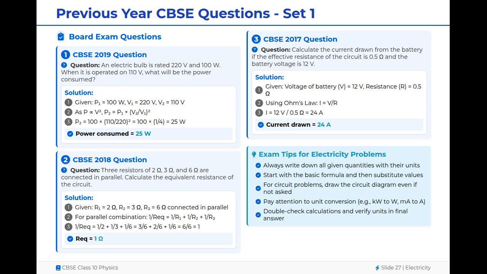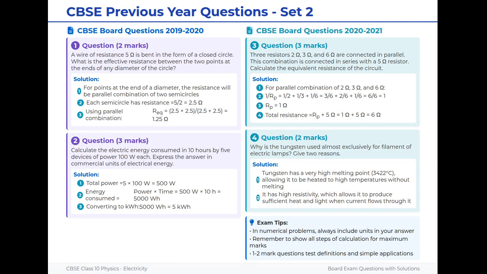To prepare effectively, it's always a great idea to practice with questions from previous year's board exams. This helps you understand the patterns, the marking scheme, the difficulty, all of it. For example, a question from 2018 asks for the equivalent resistance when three 3 ohm resistors are connected in parallel. Using our formula, 1 over Rp equals 1 over 3 plus 1 over 3 plus 1 over 3, which sums to 1. So therefore, the equivalent resistance Rp is 1 ohm.